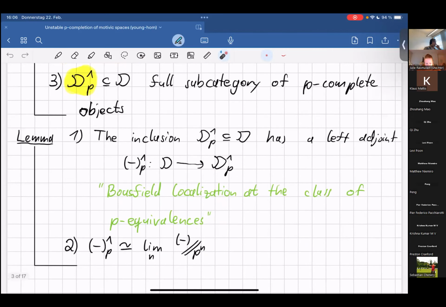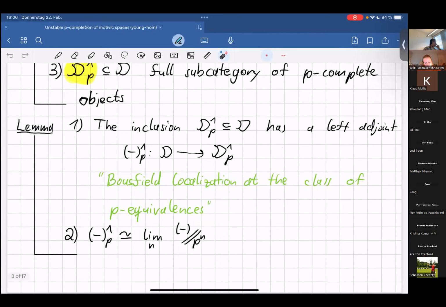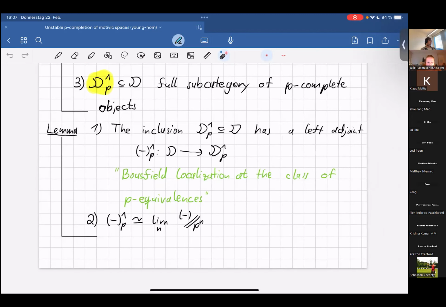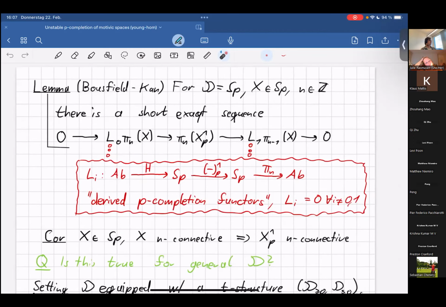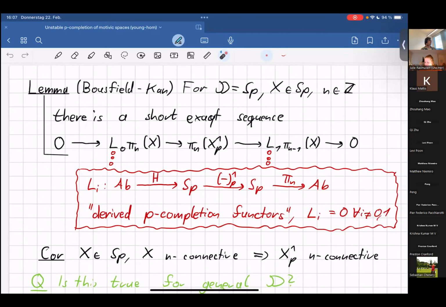And if we are in a stable category, then the funny thing happens that this p-completion functor has a very explicit description, because it is equivalent to this p-adic limit procedure, like in the case of spectra, where we just take the limit over the higher powers of the p to the n cofiber. Okay, so this is the general thing of p-completions in a stable category.